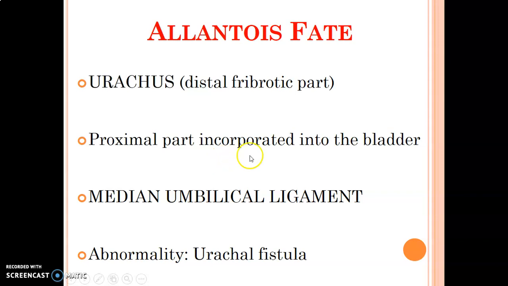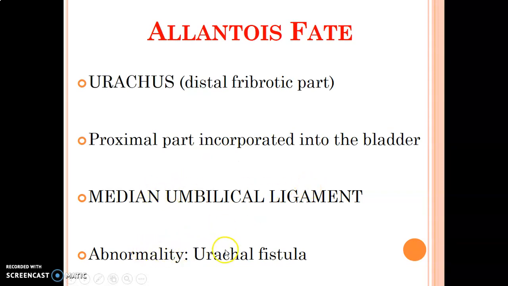What's the fate of the allantois? It forms the urachus. The urachus is just a distal fibrous part, and the proximal part of the allantois is usually incorporated into the bladder. So the allantois has a proximal part and a distal part. The proximal part is incorporated into the bladder. The distal part becomes fibrotic and forms the urachus. Then the allantois also forms the median umbilical ligament. So this fibrotic material at the midline forms the median umbilical ligament.